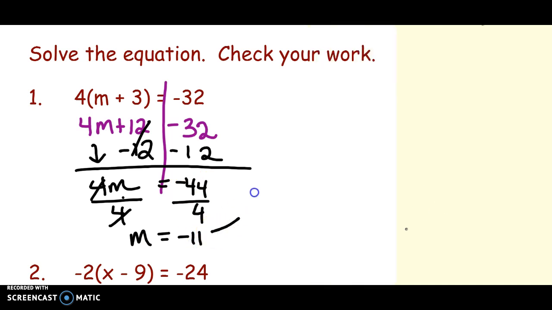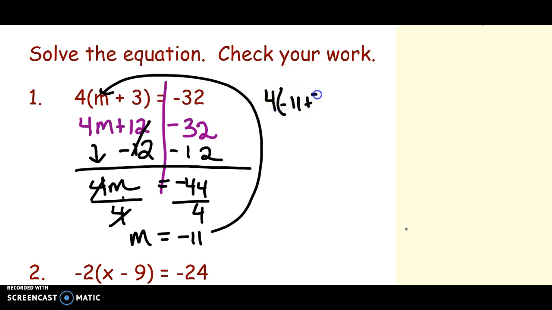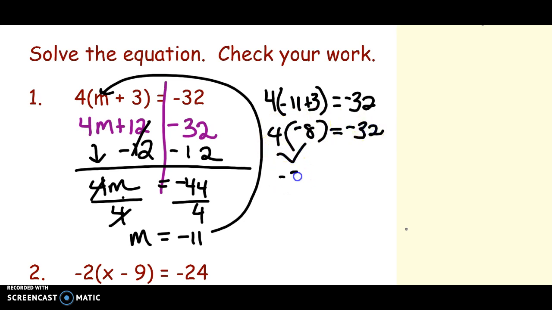Check your work by plugging it back into the original equation for m. So I have 4 times, instead of m plus 3, I'm going to have negative 11 plus 3 equals negative 32. Go ahead and solve that. Negative 11 plus 3 is negative 8. I'm just recopying. Now I have 4 times negative 8 is negative 32. That does equal negative 32. So I put a little check mark just so I know that I did check it and it's correct.